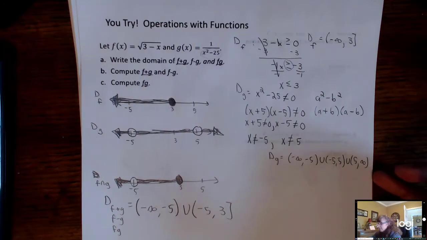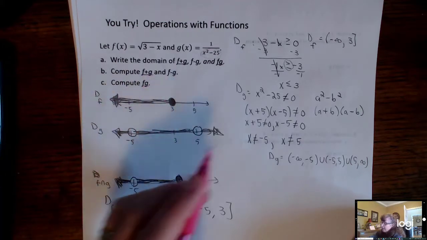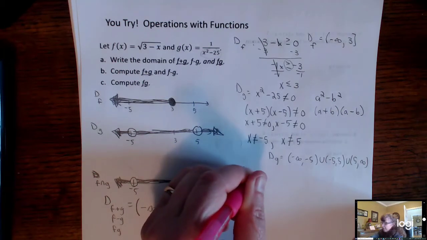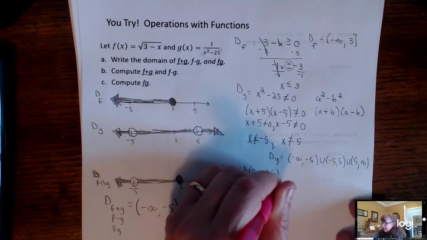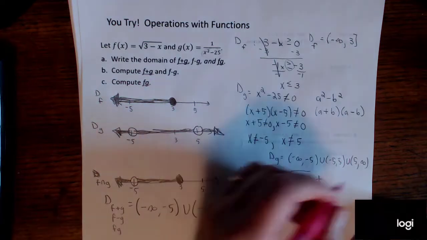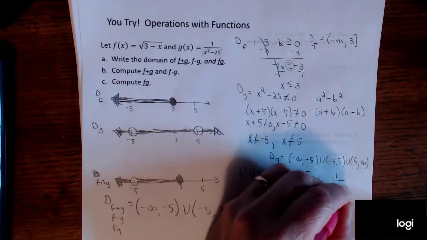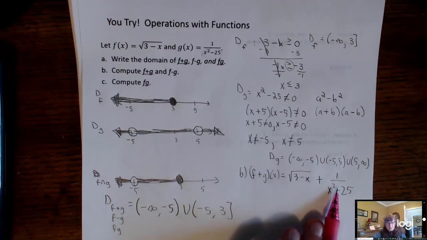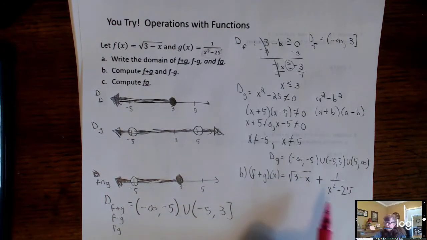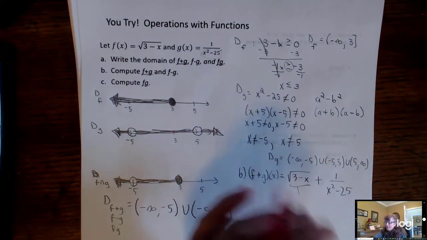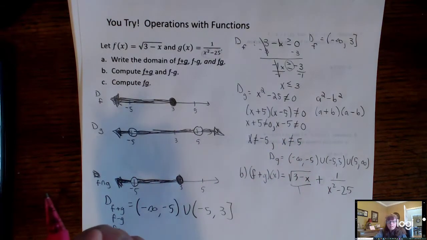All right. Now it says compute f plus g and f minus g. So there's no number given, so we're just creating new functions. So f plus g of x is f of x, which is the square root of 3 minus x, plus g of x, which is 1 over x squared minus 25. And people make this so hard, but you're done. There's nothing to do. You can't add those two together. So we just leave it that way. And I have had so many people, addition, you can't cross cancel, you can't multiply, you're adding, and you can't add these because they're not alike. So you're done.